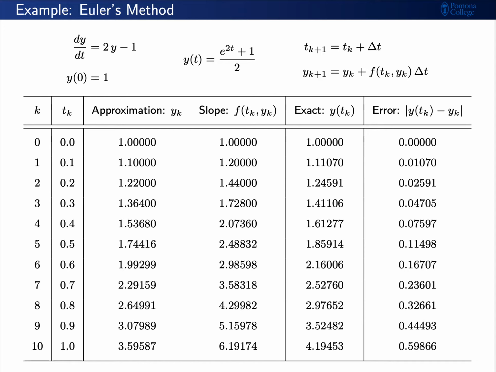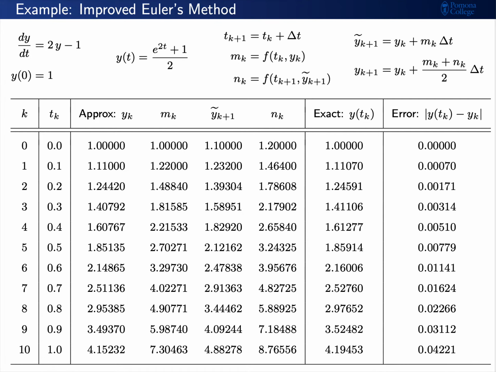First, let's take a look at the scheme we find from Euler's method. If we have a step size delta t, we can then write t_{k+1} is t_k plus delta t, and y_{k+1} is y_k plus f of t_k, y_k times delta t. Here you can see up on your screen all of the numbers that we would find if we have a step size of 0.1. You'll notice here by the time we get to the bottom of the screen, the error term is 0.59866.